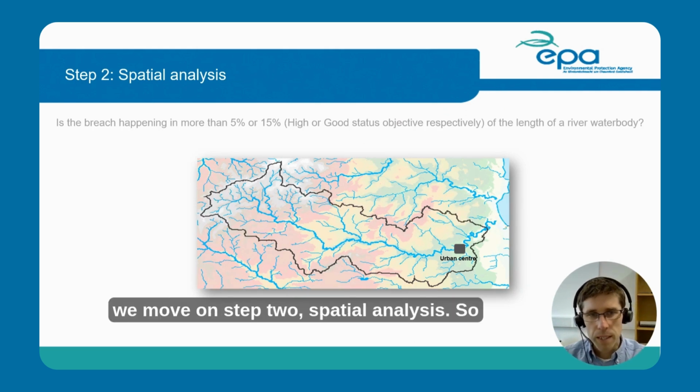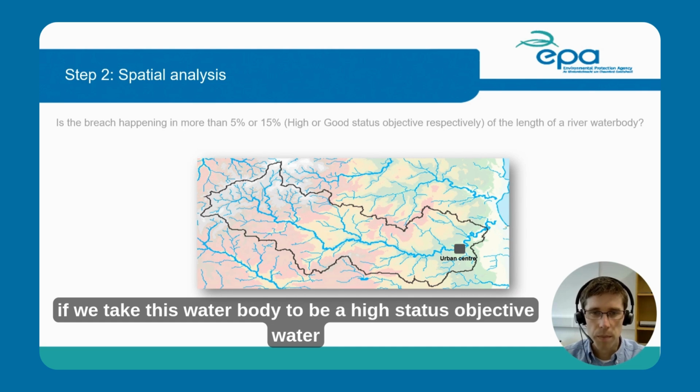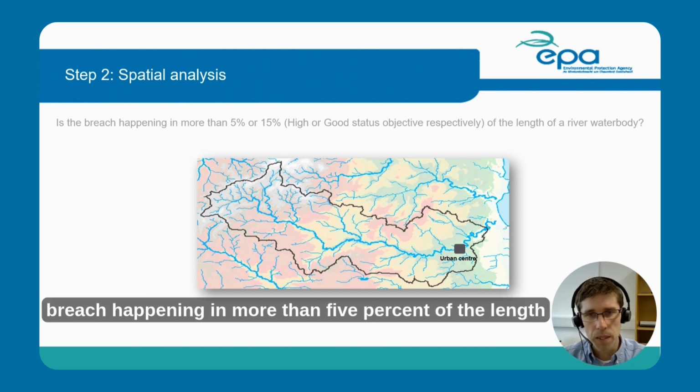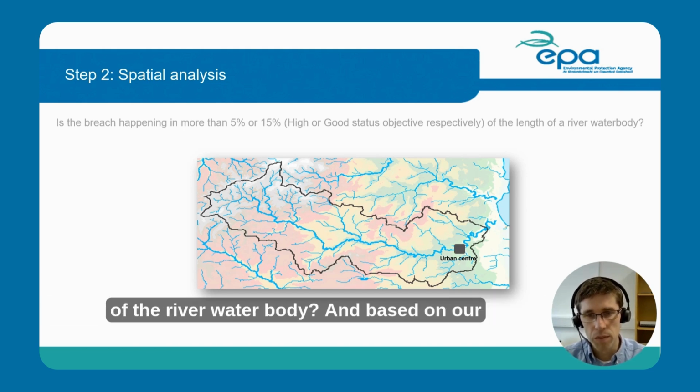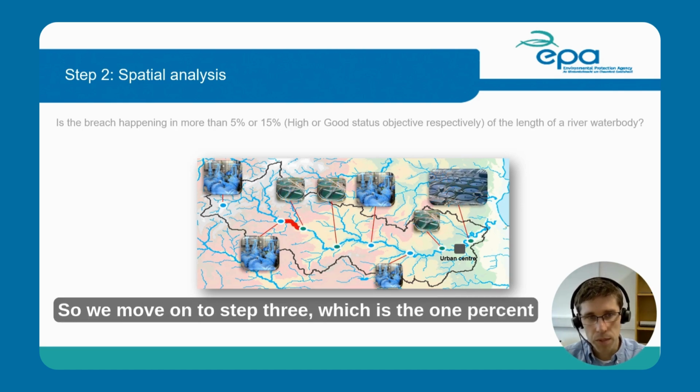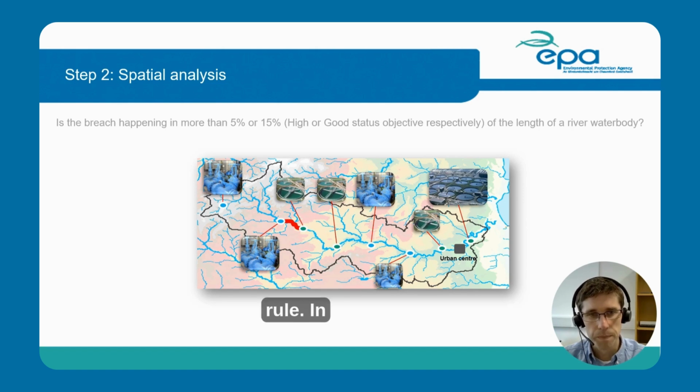So we move on to step two, spatial analysis. If we take this water body to be a high status objective water body, the question we ask is: is the breach happening in more than 5% of the length of the river water body? Based on our calculations, we can say that it is. So we move on to step three, which is the 1% rule.